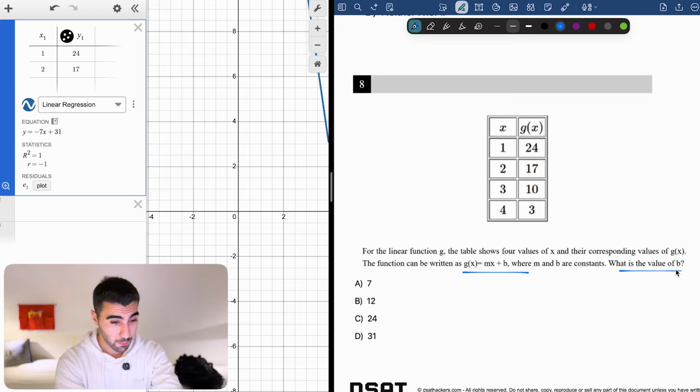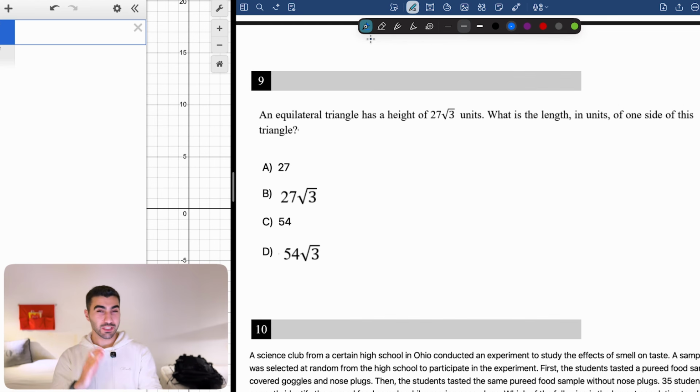We're looking for the value of b, so 31, choice D is the answer. So if you see a table, if you know at least 2 points on the function and you have the equation of the function, you can use regression. All right, next question. The questions are getting easier, right?